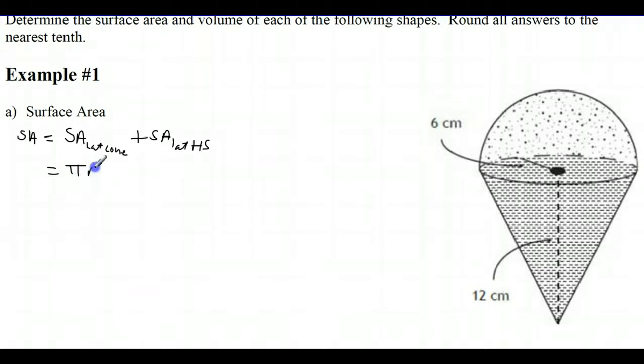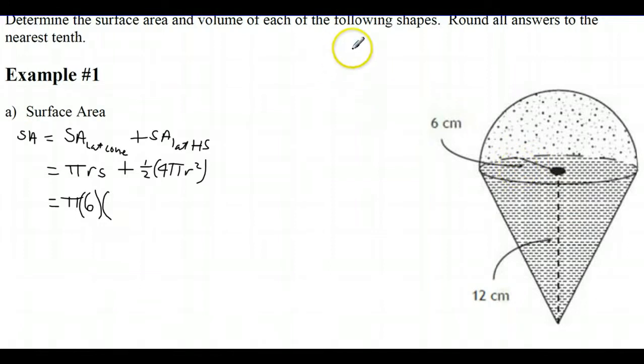Cone is pi r s, remember, just the lateral area, and this is 1/2 of the surface area of a sphere, which is 1/2 of 4 pi r squared. So we get, we know pi, well, pi is just pi. For the cone, the radius is 6. And for the cone, the slant height is not known.